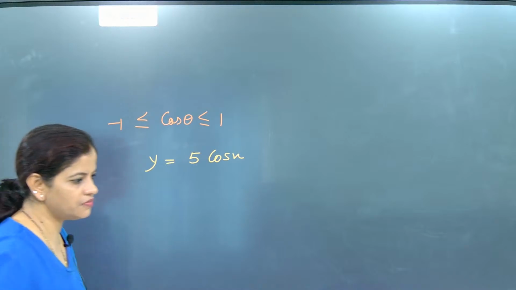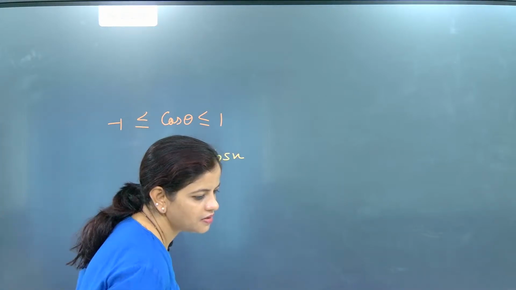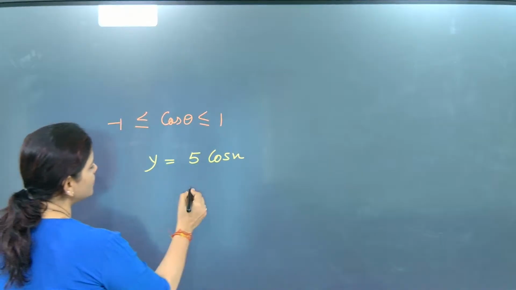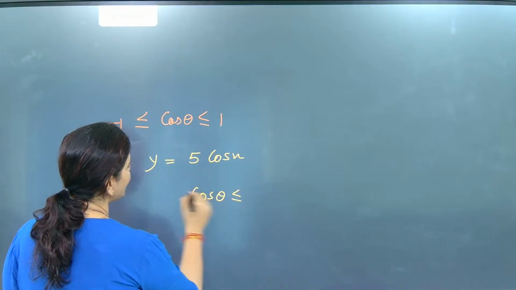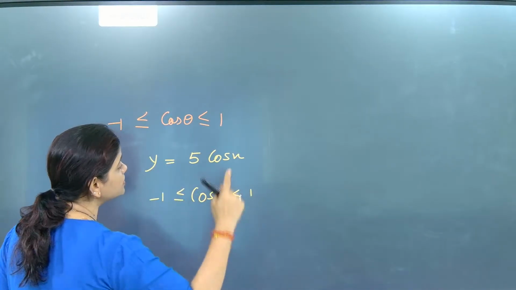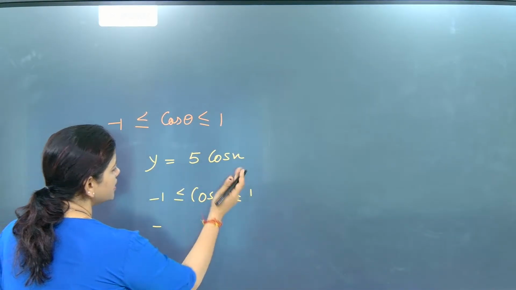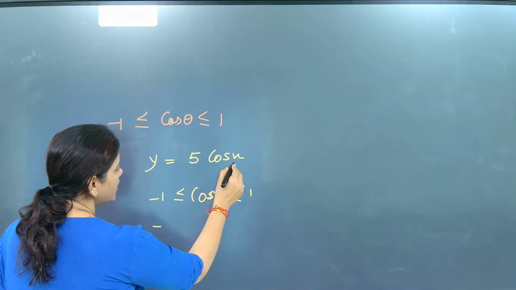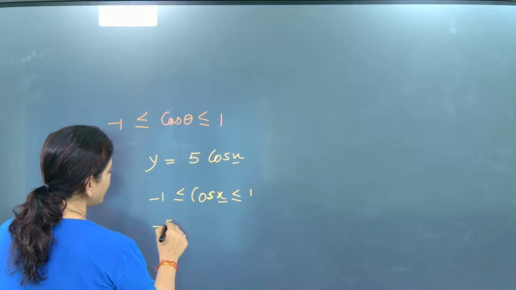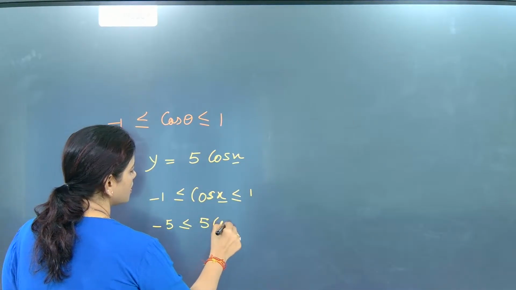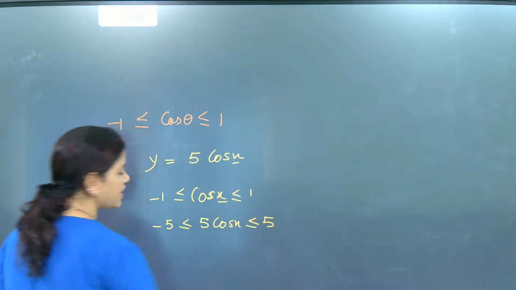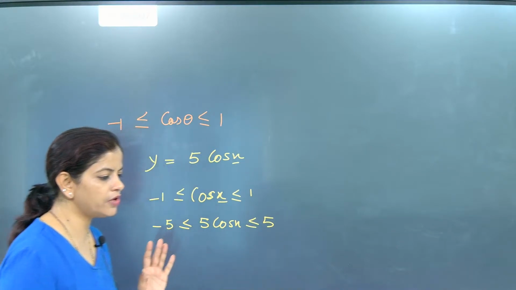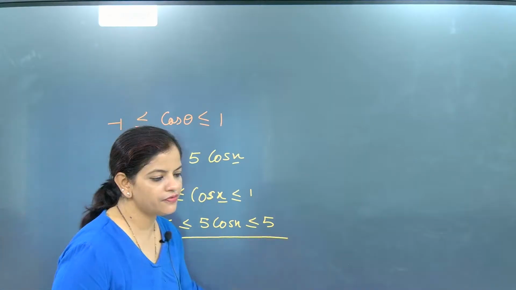Yes, Lucky, the answer is absolutely correct. Now what will the change be? Cos theta lies between -1 and 1, but it is 5 cos. Here, instead of theta, we will write x, because the angle is x only. So just multiply this, and it will become -5 to +5. It will directly come between -5 and +5.